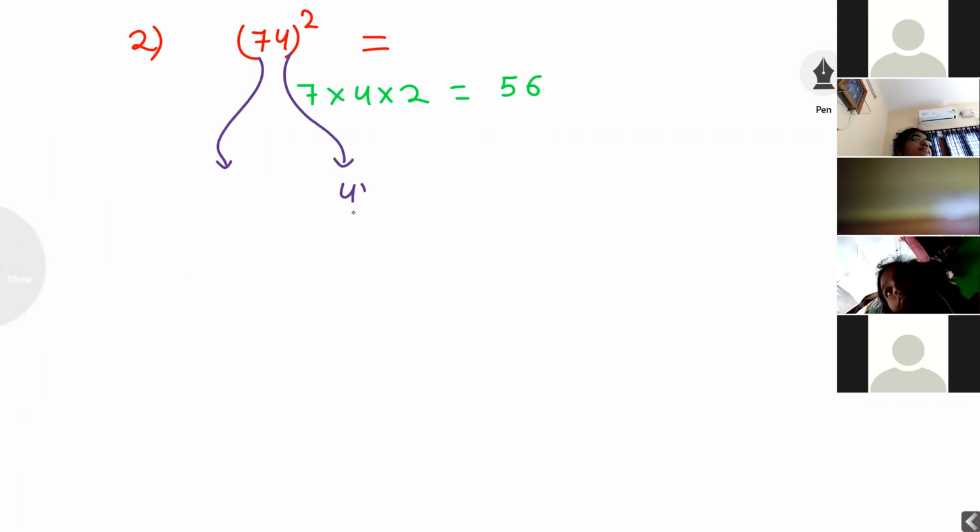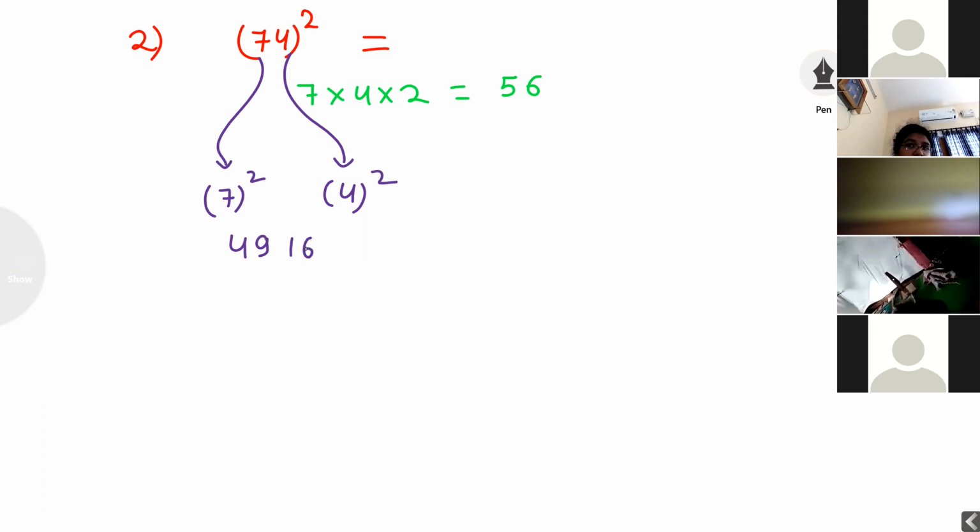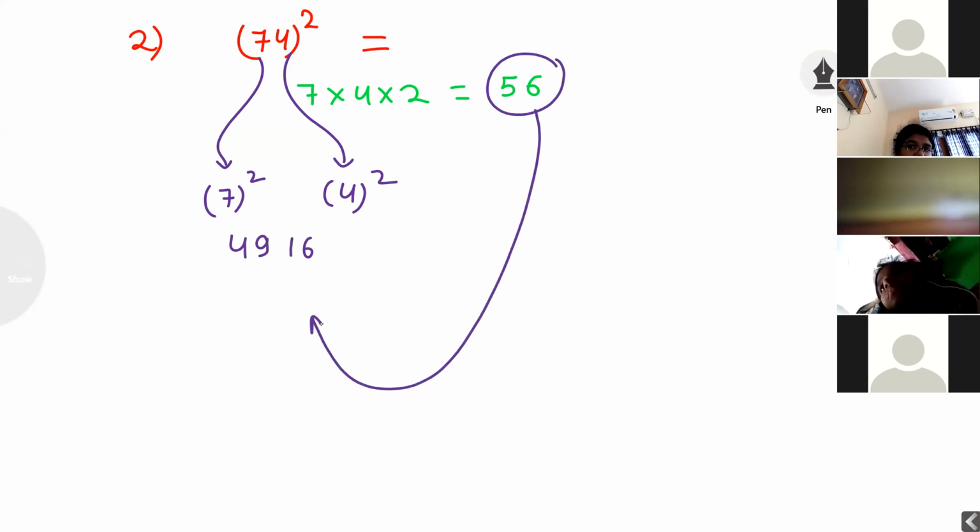4 square, 7 square. 7 square means 49. 4 square means 16. Now again this 56 I want to write down, but I will give a blank. I will keep a blank here in the ones place. I want to write in the tens place and hundreds place. This blank I have given.